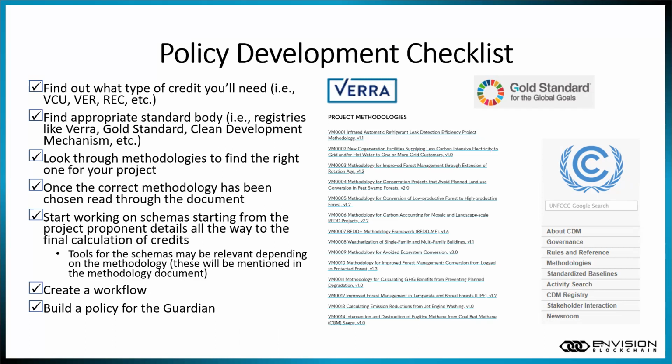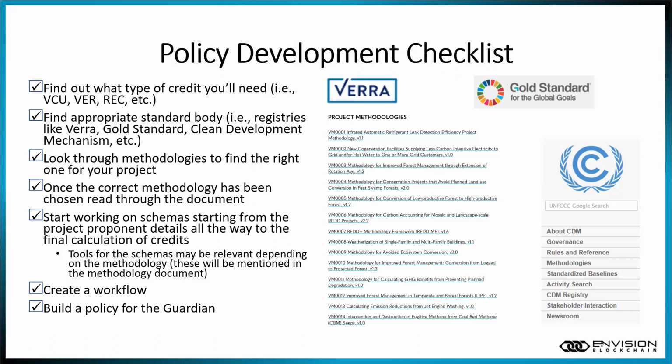First in the list is to find out what type of credit you'll need. There are different types of credits out there: VCUs, a verified carbon unit; VERs, a voluntary emission reduction; RECs, renewable energy credits; and there are more available out there. So once you figure out what credit type you'll need, depending on the project that you're interested in doing, or even if it's just a sample one that you want to work on, you need to find out what credit you're trying to mint. Your next step would be finding the appropriate standard body.